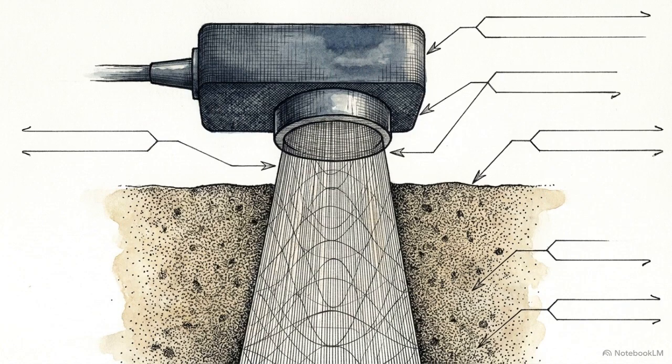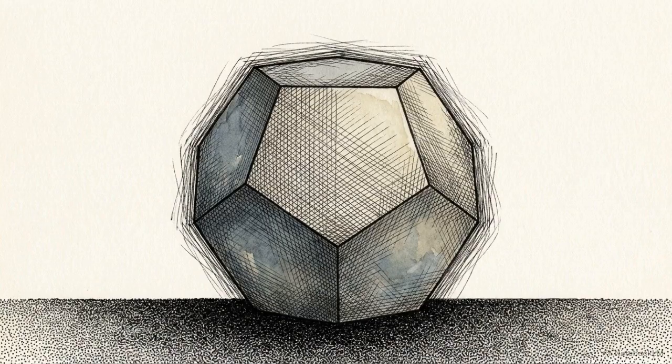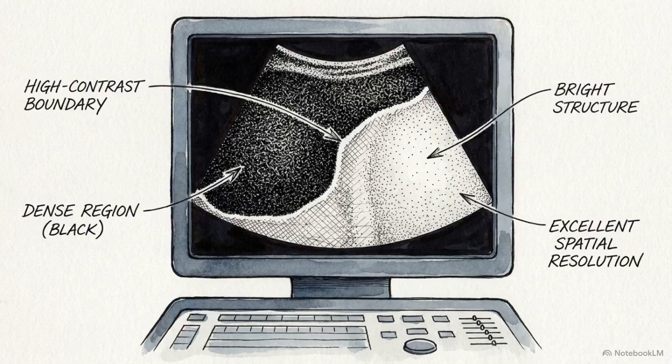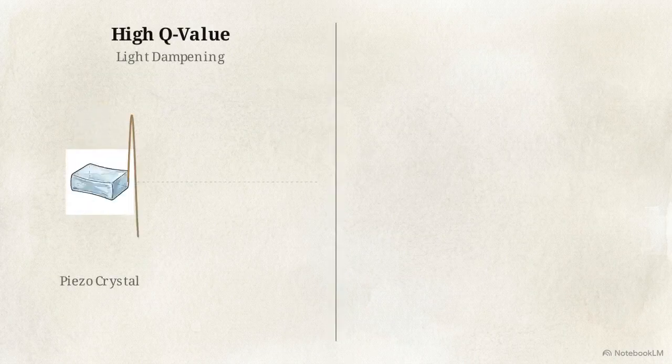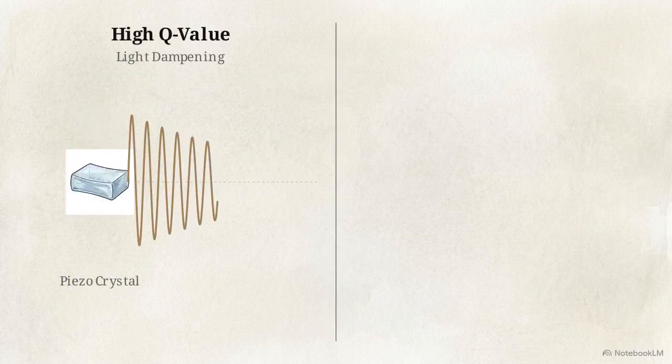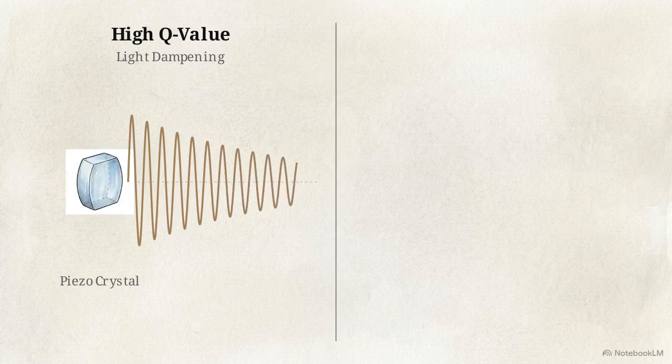Generating a strong wave is only the first step. A crystal cannot listen for returning echoes if it continues to ring after the initial electrical pulse. Clinical imaging requires discrete, isolated sound pulses to establish distinct spatial resolution between tissue boundaries. The mechanical coefficient, or Q value, reflects how quickly the crystal's vibration is dampened after the pulse. A material with a high Q value has light dampening. Once struck, the crystal vibrates for a long time and the pulse persists.